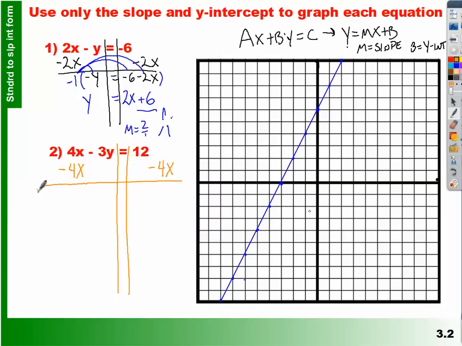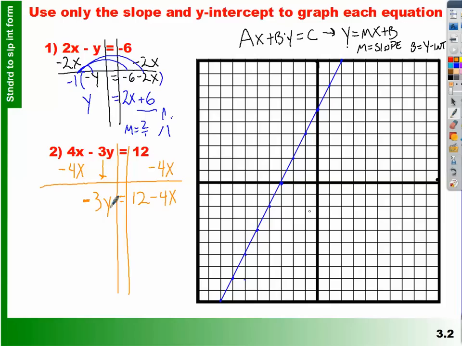And so 4x minus 4x is 0. Don't need to write it. My negative 3y gets dropped down. Now I've noticed a lot of you seem to forget to drop the negative sign with it. That's going to end up giving you a wrong answer. Remember, the sign in front of the y has to come down too. 12 minus 4x, well, I can't take 4x away from 12 because they're not the same type of thing. This has x's, this does not. So I have 12 minus 4x.